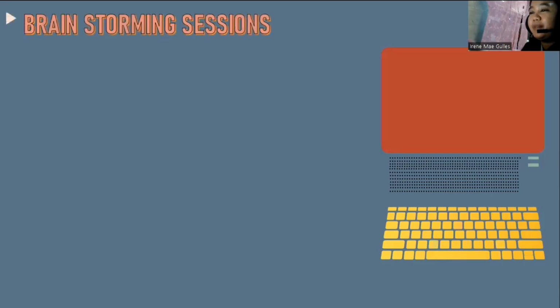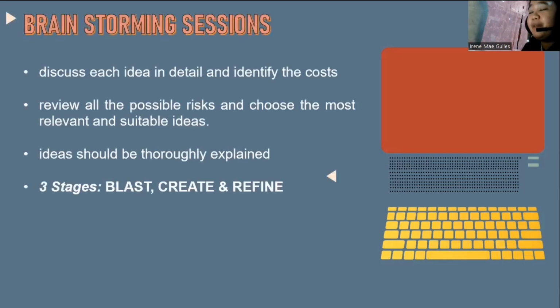The last step is the brainstorming session. Team members discuss each idea in detail and identify the cost. They review all the possible risks and choose the most relevant and suitable ideas. Once ideas that make sense are identified, it's time to work with them. Your value engineering team develops the options and passes them back to the project team. These ideas should be thoroughly explained so that project owners and stakeholders can understand them.